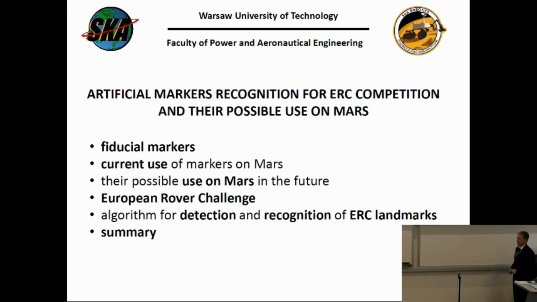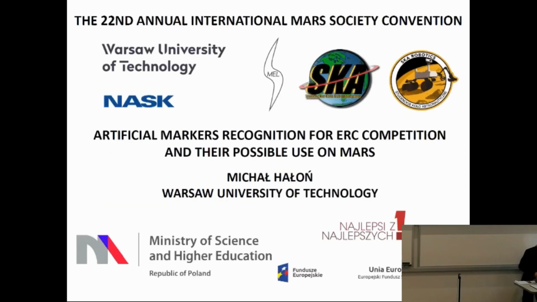And to sum up my presentation, in my opinion, systems based on artificial markers could play a significant role in future missions, especially those including an autonomous Mars rover. So I think it is worth developing such algorithms that are specially designed for autonomous traversing on Mars, designed for operating on a control panel, or just for grasping and manipulating objects from the ground. So thank you.